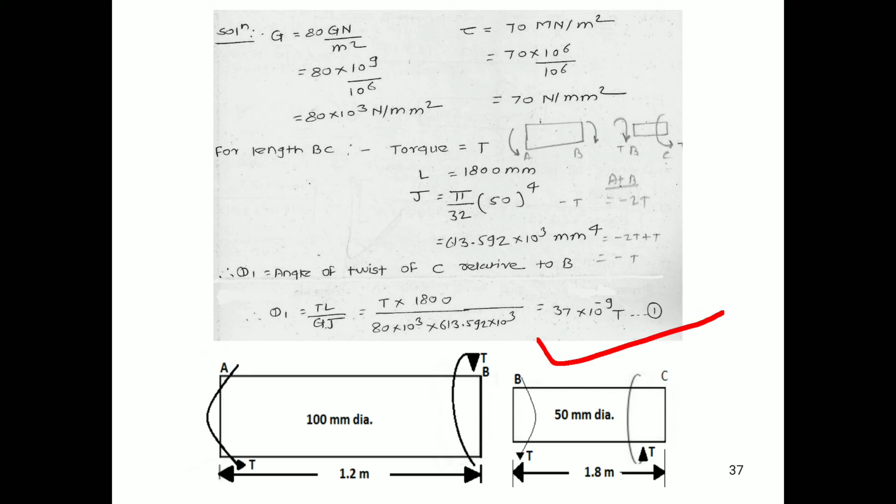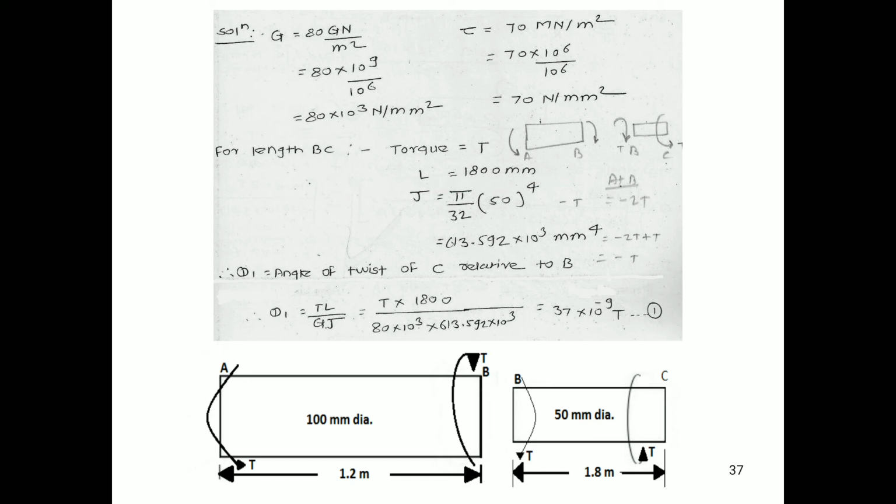What is the value of torque for BC? It is T as shown in the figure. So torque will be T only. For the same BC, the length is 1.8 meter. So 1.8 meter means 1800 mm.